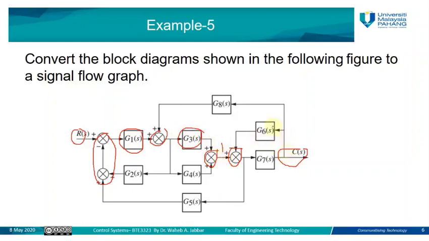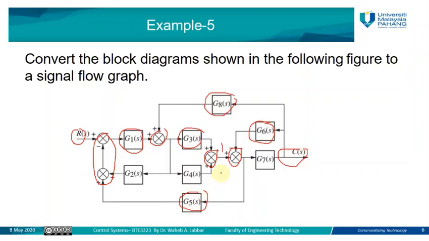Between the output node and the feedback node here, we have G6S. And between the same output node and the node here, the value will be G8. And between this node and the input node here, which is the error value, or the main input node, the value will be G5.